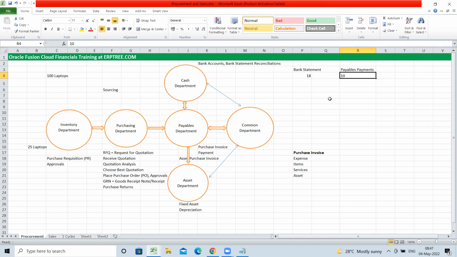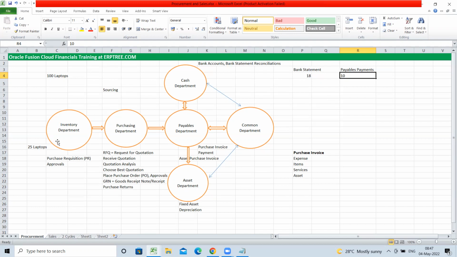As per the bank statement, how many payments are processed? As per the payables department, how many are processed? If there is any difference, they have to find out the reasons, and there should be clarity on that. So that is the purpose of the cash department.